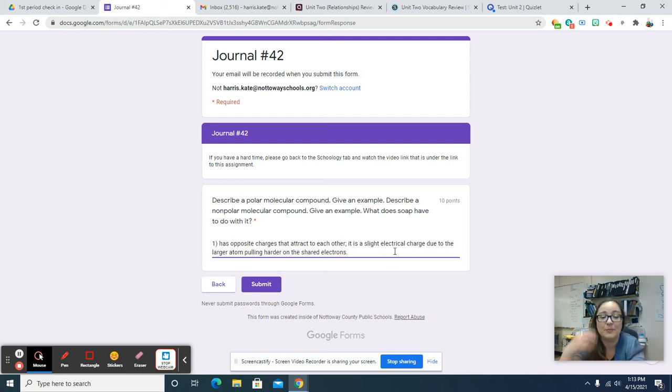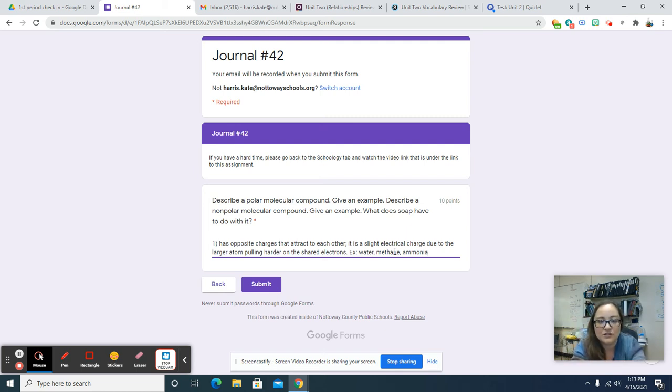All right, and then to give an example, well, I just gave an example. Main one I want you to know is water. Then anything that has hydrogen in it is going to be a polar compound. So methane is CH4. Ammonia is NH3. So both of those are going to be polar because we're talking about a larger atom pulling harder on those shared electrons because the hydrogen is so little.